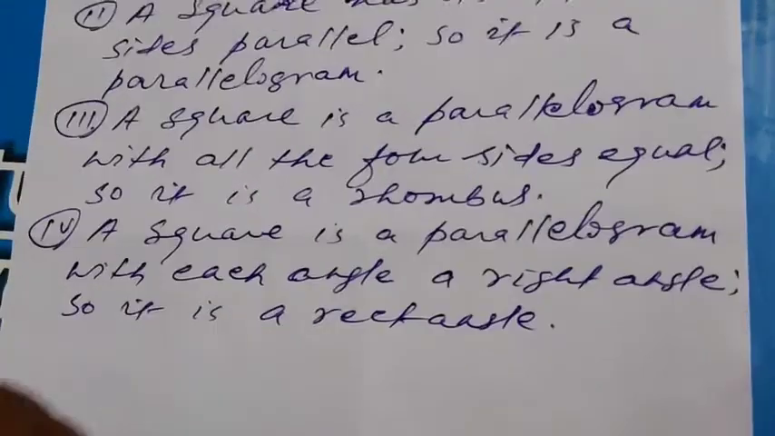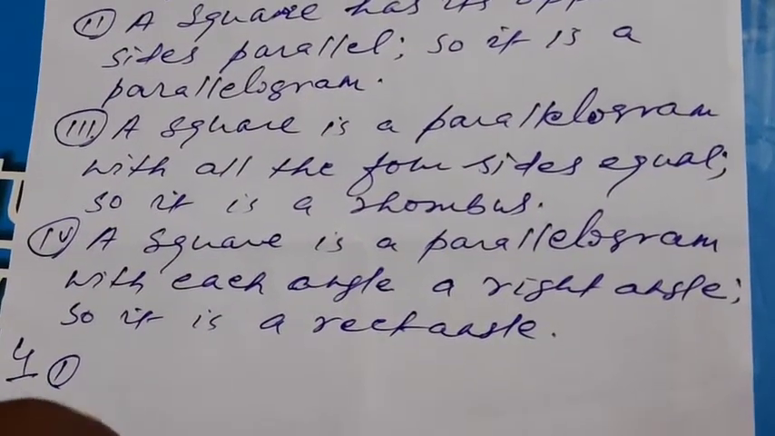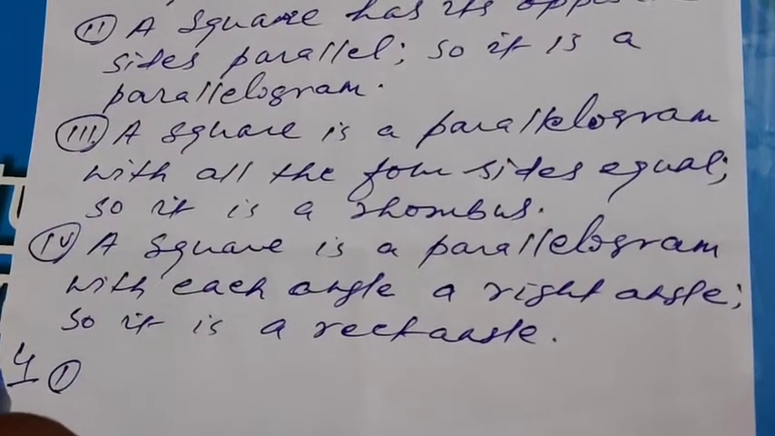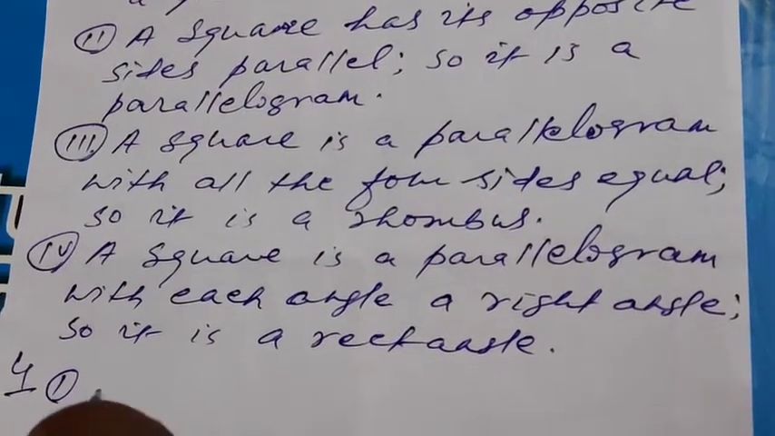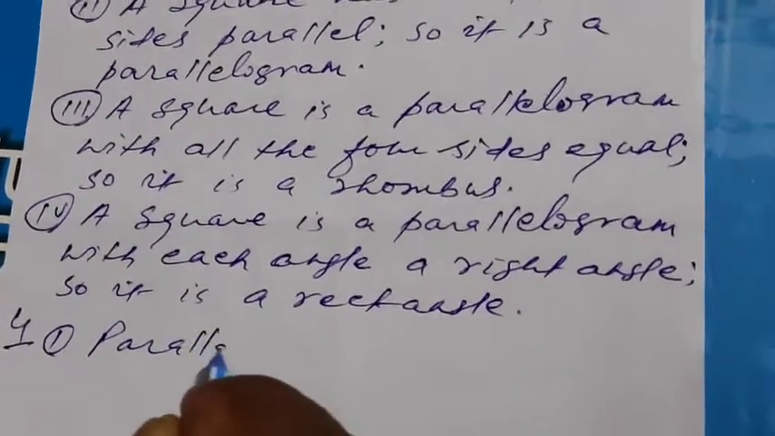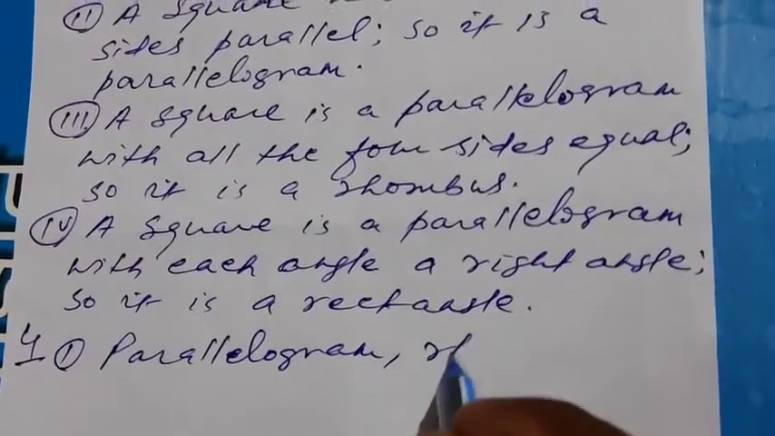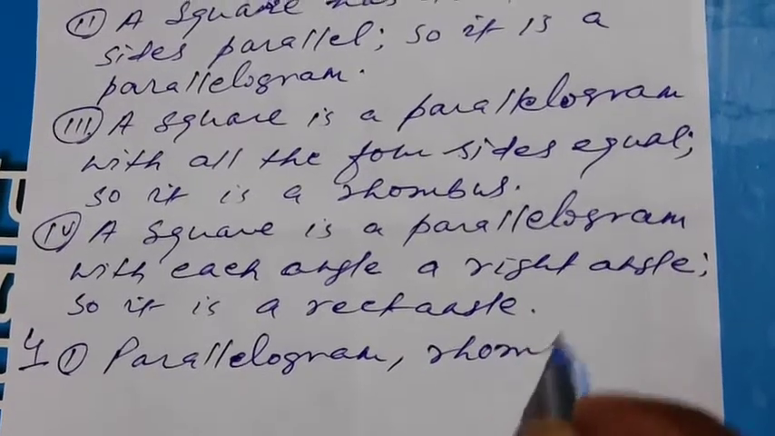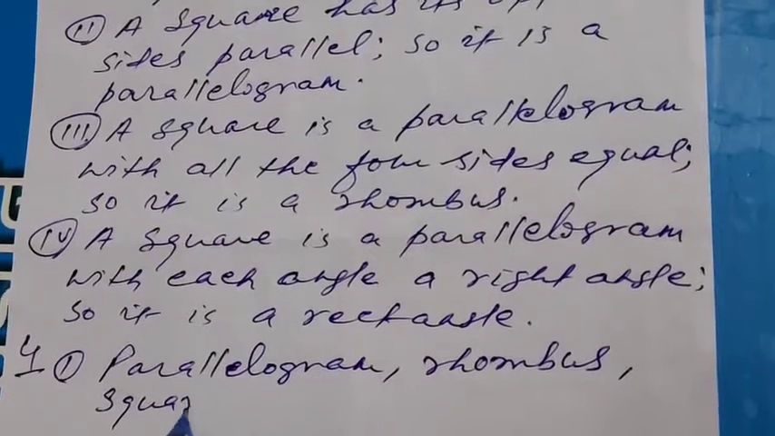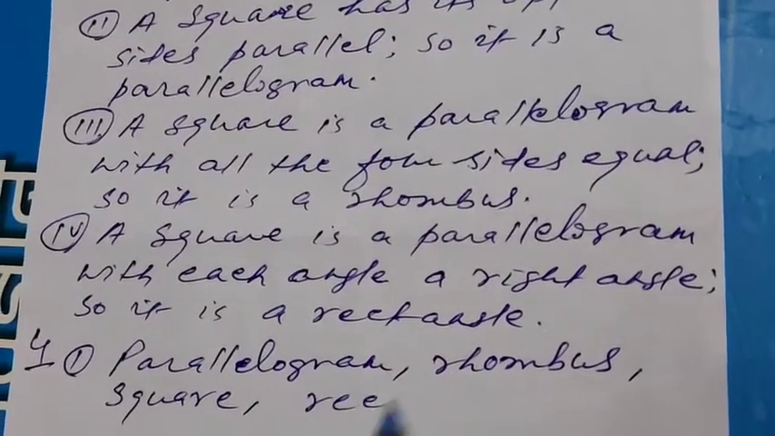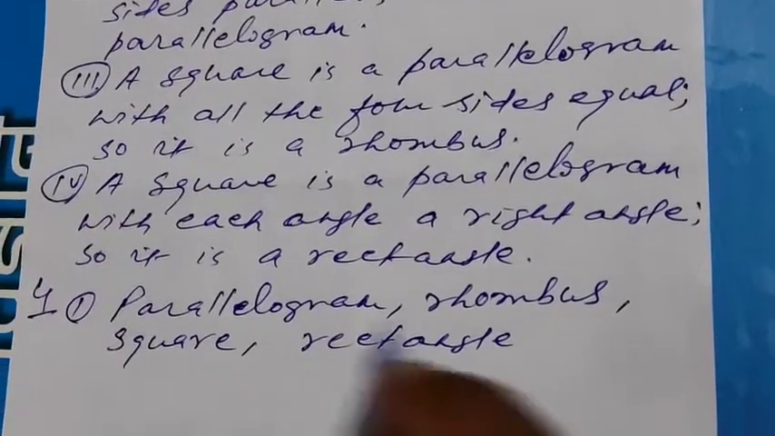Question number 4. 4.1. In question number 4, name the quadrilateral whose diagonals bisect each other. And the answer will be parallelogram, rhombus, a square, a rectangle. Diagonals of each bisect each other.